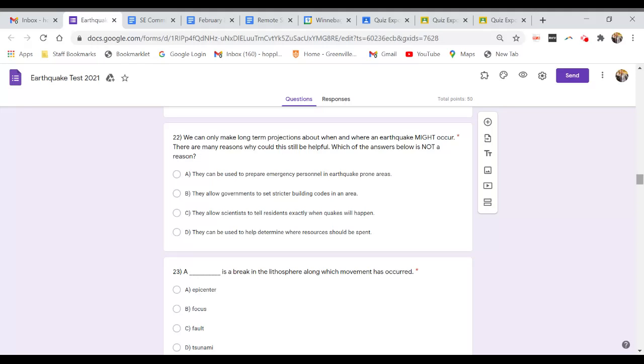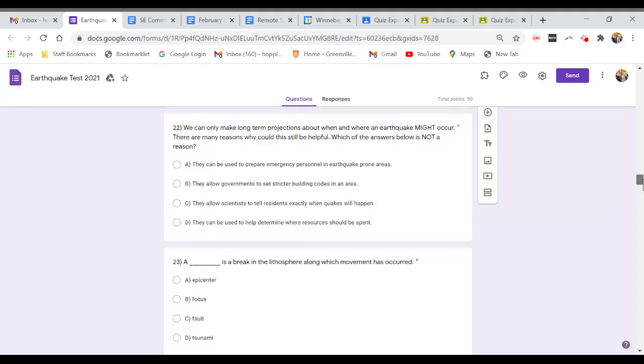They can be used to prepare emergency personnel in earthquake-prone areas. They allow governments to set stricter building codes in an area. They allow scientists to tell residents exactly when quakes will happen. Or they can be used to help determine where resources should be spent.